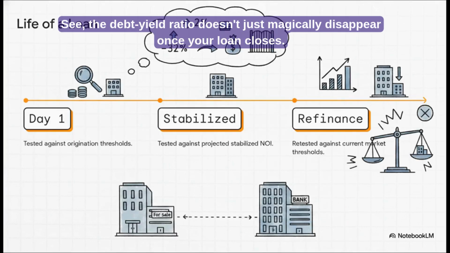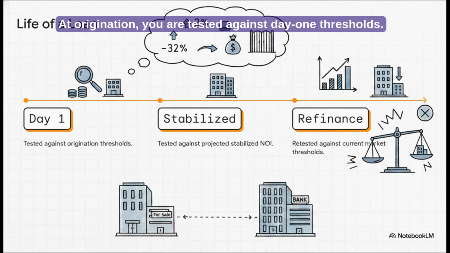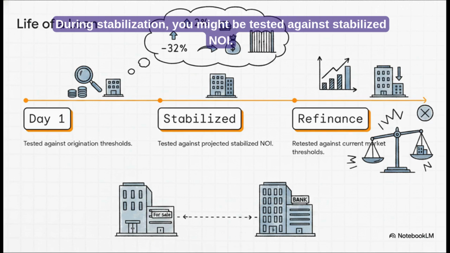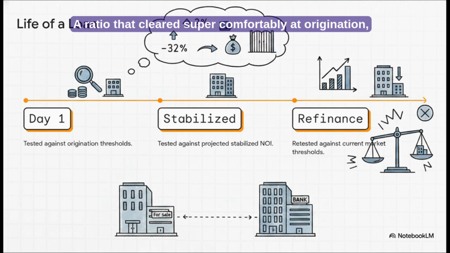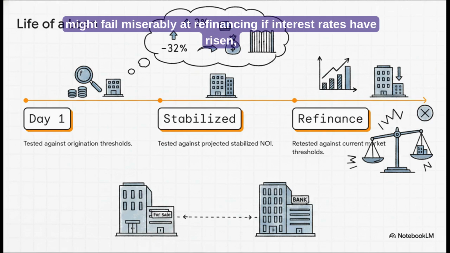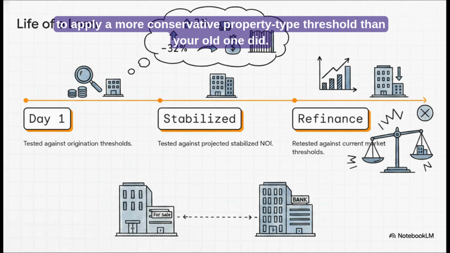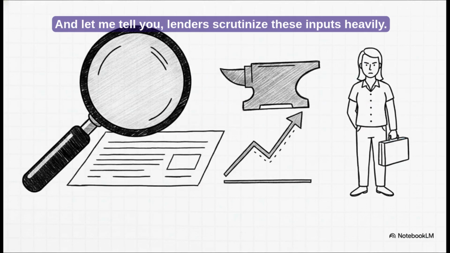See, the debt yield ratio doesn't just magically disappear once your loan closes. Think about the life cycle here. At origination, you are tested against day one thresholds. During stabilization, you might be tested against stabilized NOI. But at refinancing, you are retested against the new current market thresholds. A ratio that cleared super comfortably at origination might fail miserably at refinancing if interest rates have risen, or income has softened, or even if your new lender just decides to apply a more conservative property type threshold than your old one did. And let me tell you, lenders scrutinize these inputs heavily.